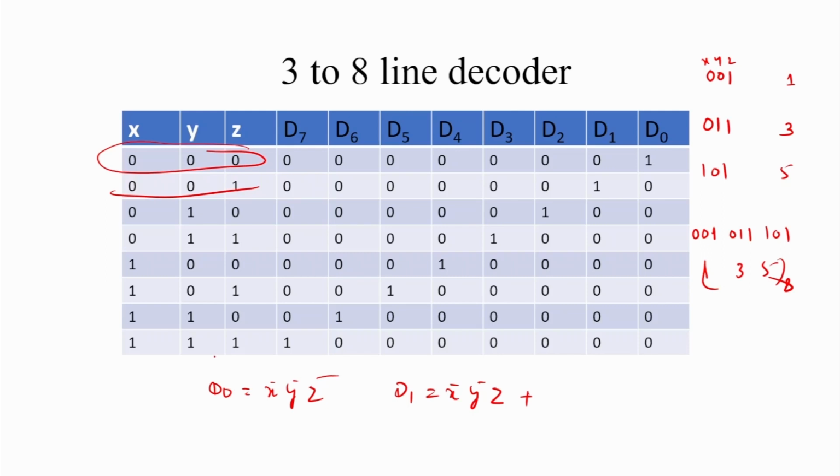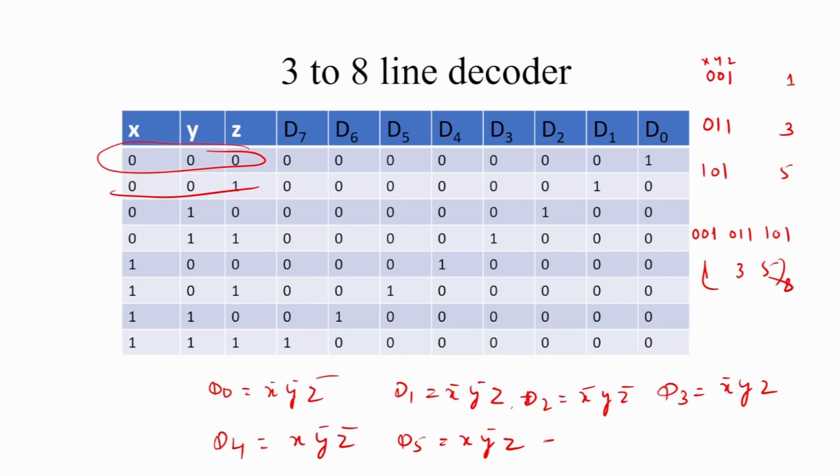D0 is 1 only in the unique combination 0, 0, 0, represented as x complement, y complement, z complement. When x, y, z are all 0, then x complement, y complement, z complement gives a 1, which means D0 is 1. Similarly, D1 is this. D2 is 1 when x complement, y, z complement. D3 is 1 when x complement, y, z. D4 is 1 when x, y complement, z complement. D5 is 1 in 1, 0, 1, which means x, y complement, z.